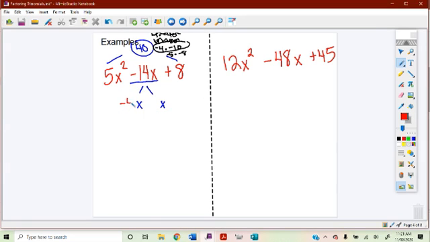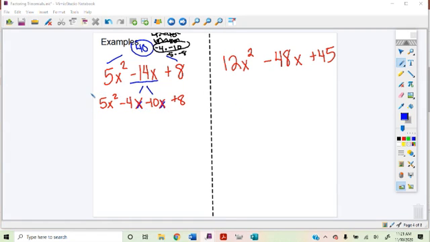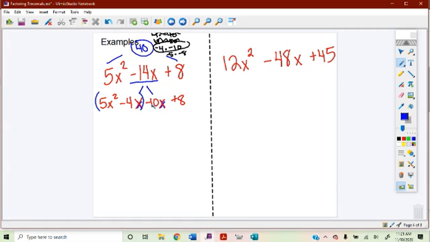So I have negative 4 and negative 10. Bring down my plus 8. Bring down my 5x squared. And then we will factor the rest of this with grouping. Now I'm going to grab the negative with that 10. I'm actually going to put my plus sign back in here, and we're going to remember that that 10 is negative.